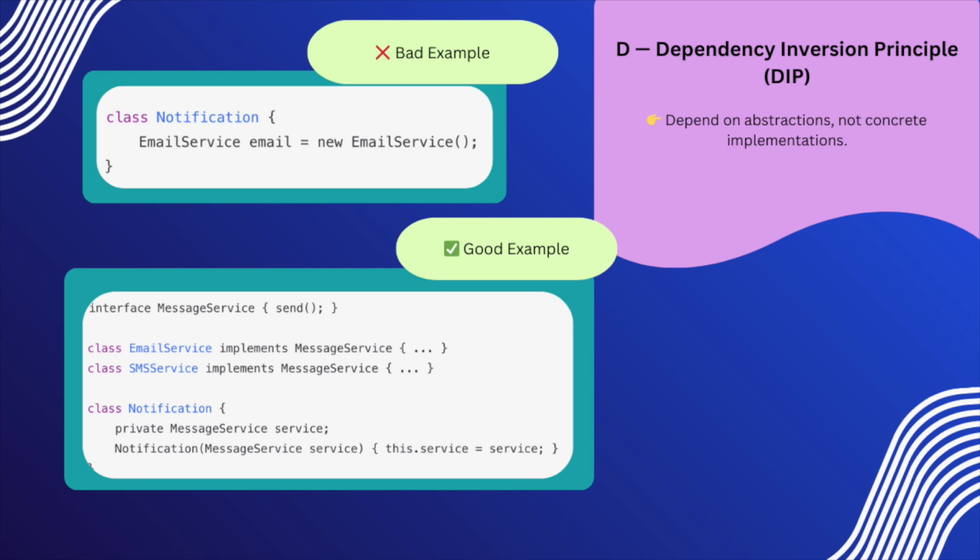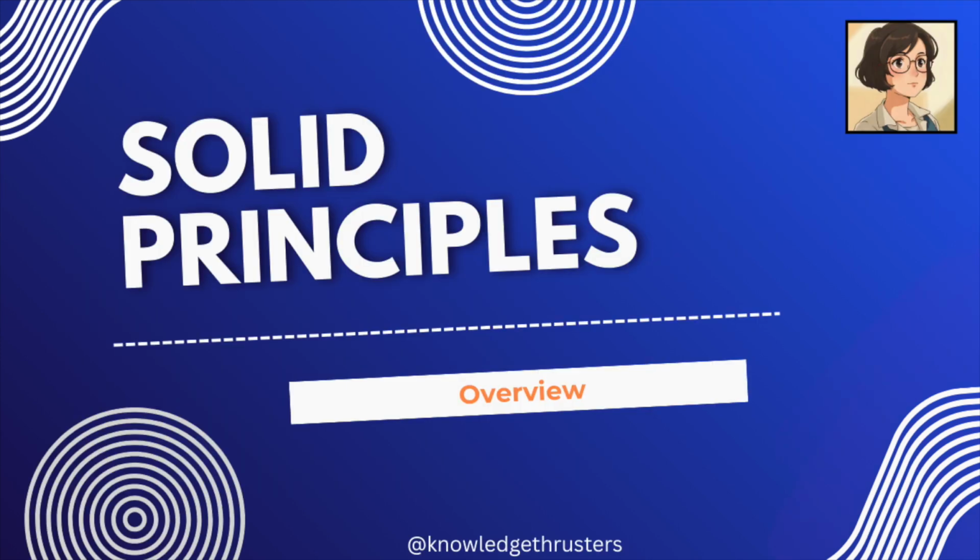Now when class Notification is defined, MessageService is taken as a parameter. Depending on your notification, whether it's email or SMS, that will be provided as a dependency. And then you will be using this service through that variable. So that's how all five SOLID principles work.